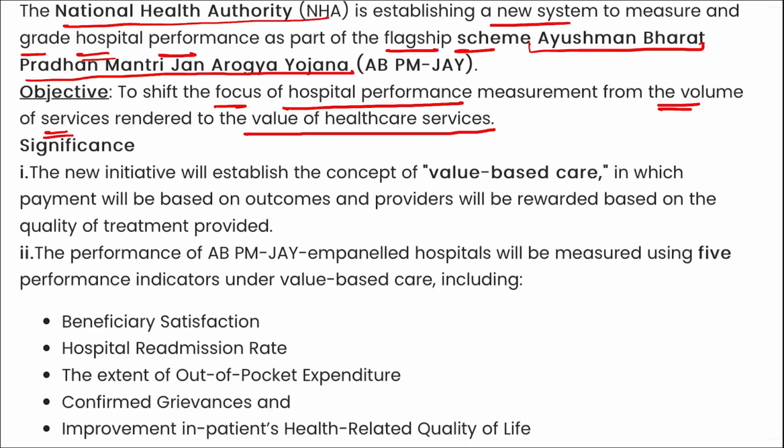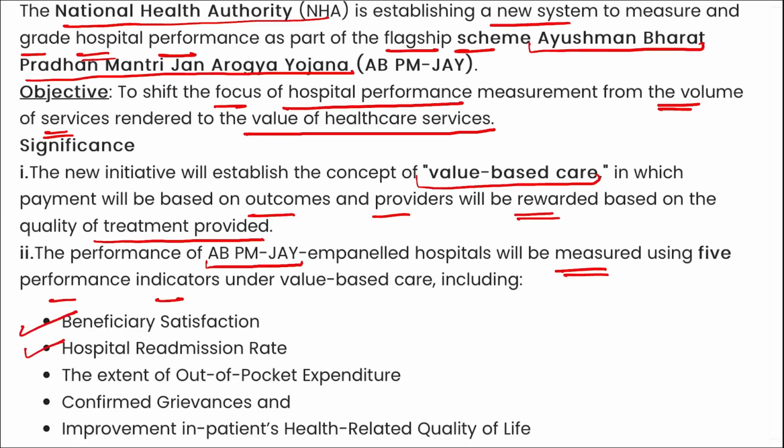Highly important. Apart from this, remember, the new initiative will establish the concept of value based care, in which payment will be based on outcomes and providers will be rewarded based on the quality of treatment provided. The performance of Ayushman Bharat Jan Arogya Yojana empaneled hospitals will be measured using 5 performance indicators. They are beneficiary satisfaction, hospital readmission rate, the extent of out of pocket expenditure, confirmed grievances, and improvement in patients' health related quality of life.